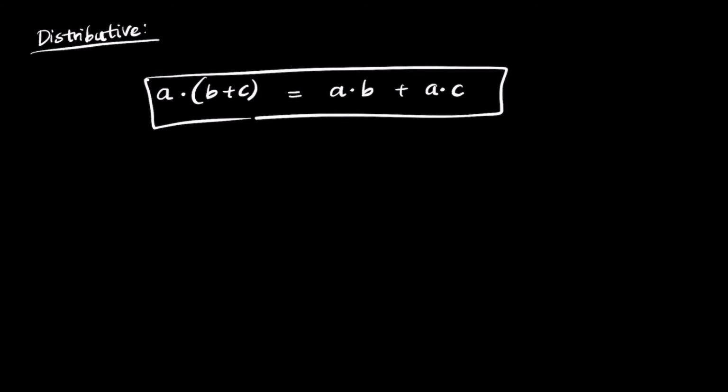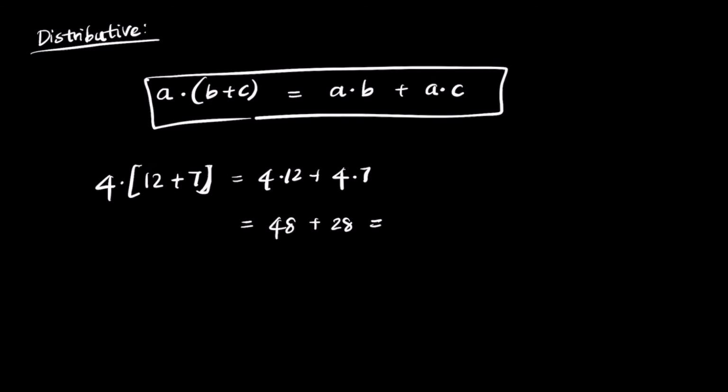For example, if you want to multiply 4 times 12 plus 7, it can also be written as 4 times 12 plus 4 times 7. Which gives you 48 plus 28, which should give you 76. Right, so the number can be distributed over the terms. So this is the idea behind the distributive property.